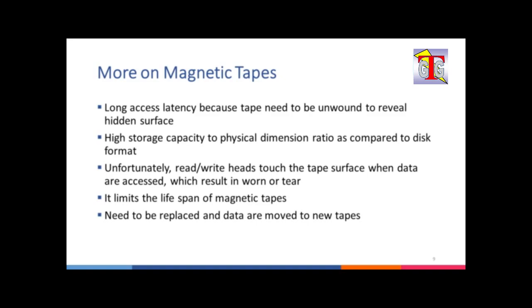Magnetic tapes record data on tapes. Since the tapes are wound around the reels, the tape recording surface is hidden from the read-write heads. This leads to long access latency when the tape is unwound to reveal the hidden surface. It also results in a high storage capacity to physical dimension ratio when compared to the disk format.